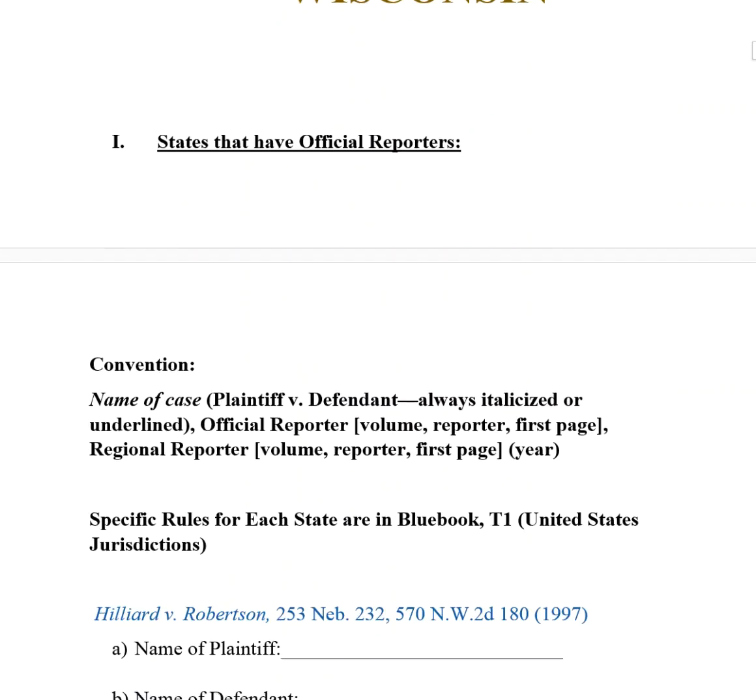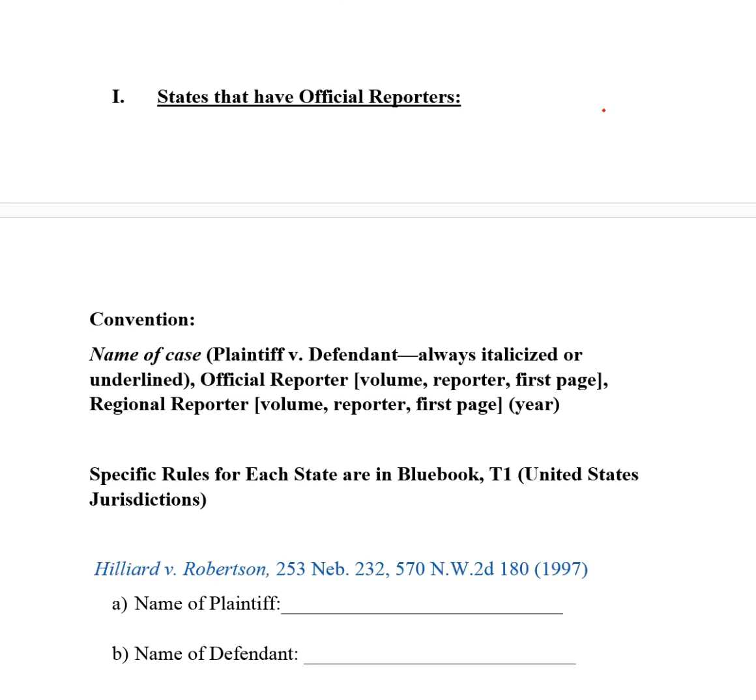There are two kinds of state cases: state cases that have official reporters and state cases that don't have official reporters. First we're going to talk about states that have official reporters, and that means that the state actually publishes its own book of cases with its own name.